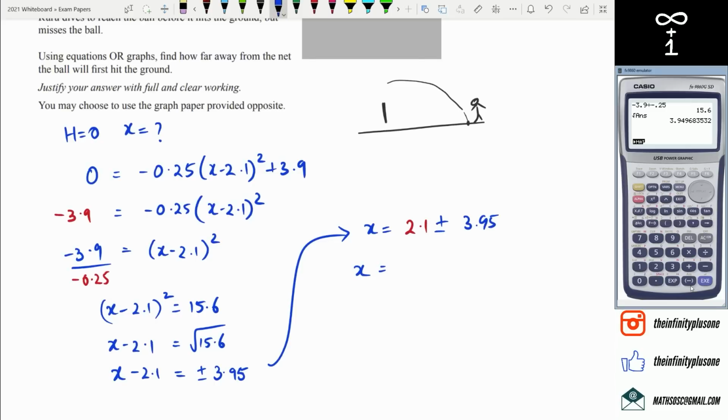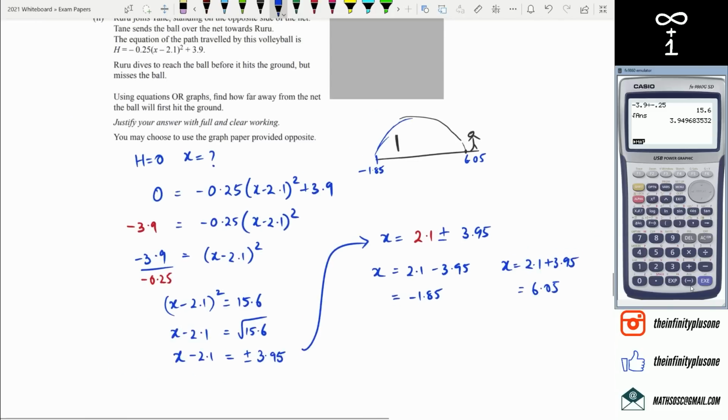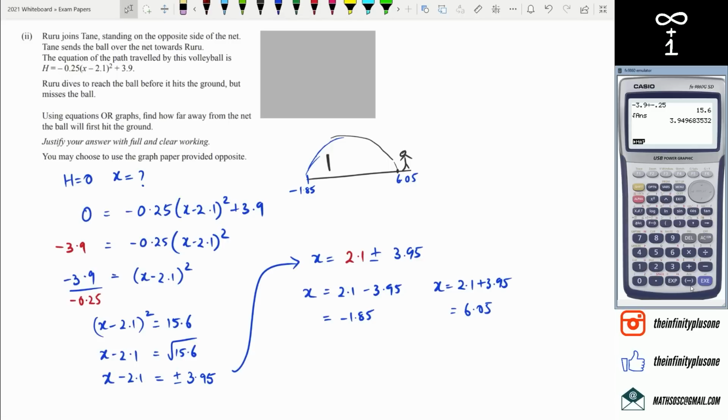So my first answer is going to be 2.1 minus 3.95, and my second answer is going to be 2.1 plus 3.95. So in this case, we've got 6.05, and then the other end, I've got negative 1.85. Now, I can ignore negative 1.85 because that's where the other end of the parabola would be, because of the shape of the parabola. And then this is going to be 6.05. Now, looking at this question, it does say use equation or graphs. We've decided to do it with the equation, and we've got a very rough, ugly looking graph there. So basically at this point, we're going to say that the ball will land 6.05 meters from the net.